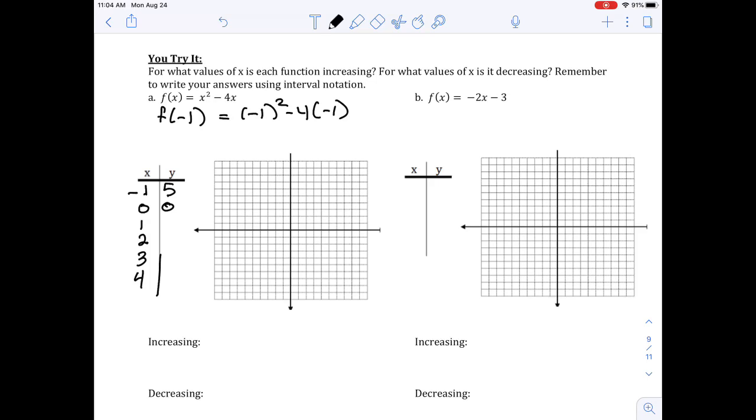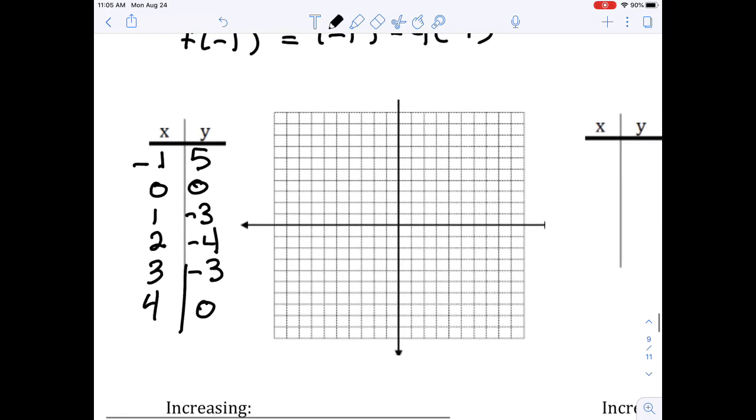So if I plug in 0, obviously I'm going to get 0 because you can plug in 0. Plug in 1, I'm going to get -3. Plug in 2, I'm going to get -4. Plug in 3, I'm going to get -3. Plug in 4, I'm going to get 0. So again, I hope you see some symmetry going on with the y values.